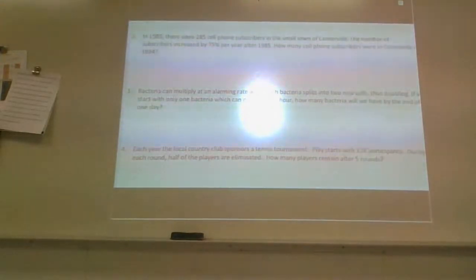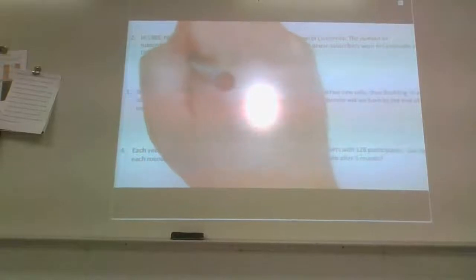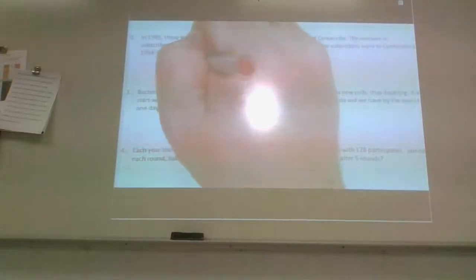First of all, I ask you the following question. Is this problem a growth, a decay, or a compound interest problem? It's a growth. And because it is a growth, you are going to be using the following formula.